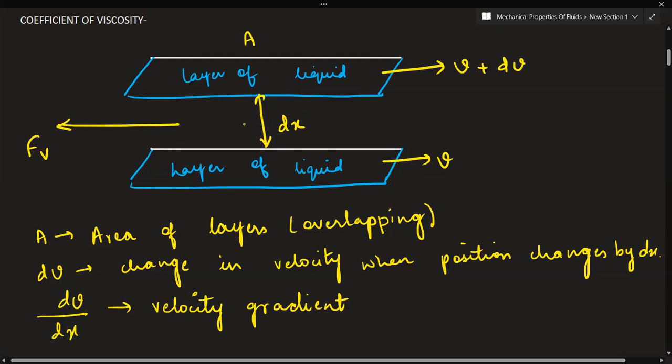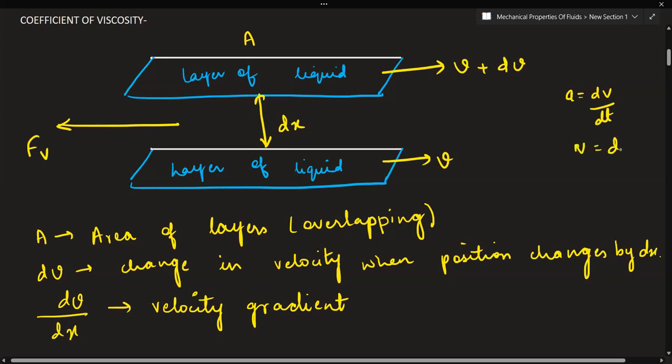Now see, dv over dx is the velocity gradient. If you divide any quantity by time, that we call a rate. Like you take acceleration as dv by dt. So this is the rate of change of velocity.